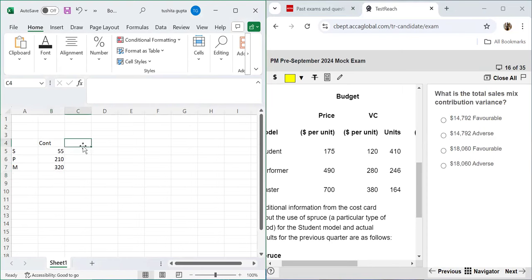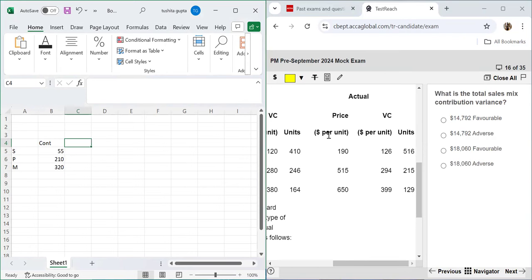Now, the next thing that we require is the actual quantity that we have sold in the actual mix. Basically, the sales mix contribution wants to have a look at how much we have sold. If we have changed the mix, then have we sold more of the one which gives us more contribution, or have we sold less of the one which gives us more contribution or less contribution. So we just want to have a look at the contribution which has been changed because of the different mix. So as per the actuals, this is our actual quantity in the actual mix. We have sold 516, 215 and 129.